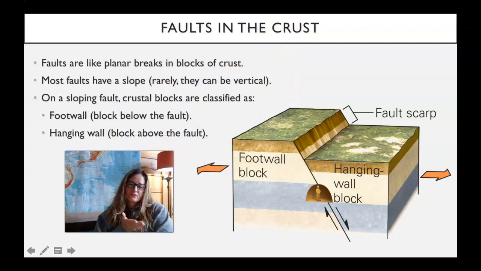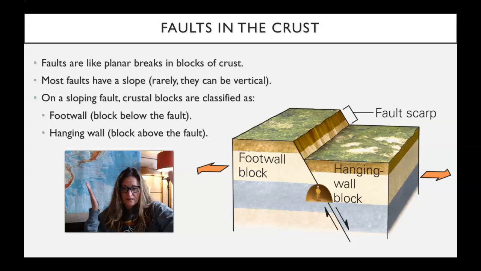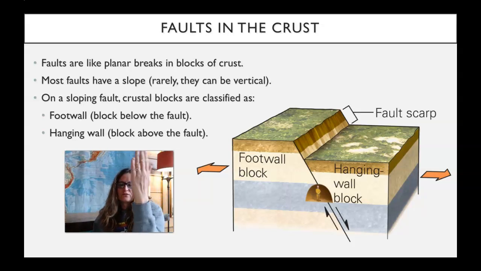So this is brittle deformation in the crust. Faults are planar, so we can make a plane out of them. On the side view, they're linear, so we can draw a line. Most faults are going to be at an angle. If they were vertical, that would be kind of unusual. So there's usually going to be some little bit of angle to that fault surface.